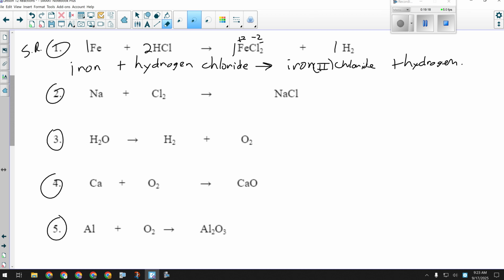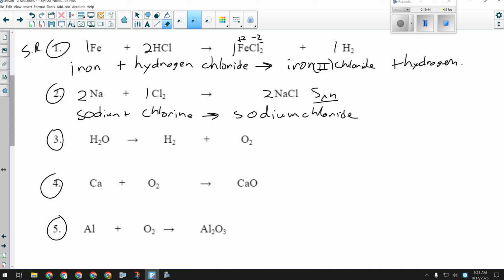And for number 2, Na is sodium, that's its elemental form, plus chlorine, also in its elemental form, and that is going to make sodium chloride. What kind of reaction is that? Synthesis, yeah. They don't get much easier than that one. Okay, now I have to balance it. Biggest number is 2. Chlorine's here, 2 chlorines there, gives me 2 sodiums, 2 sodiums there, 1 in front of the chlorine. How many people have done 3?